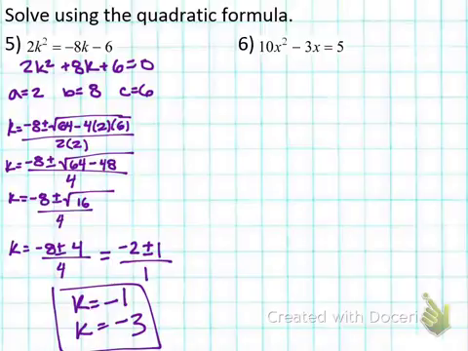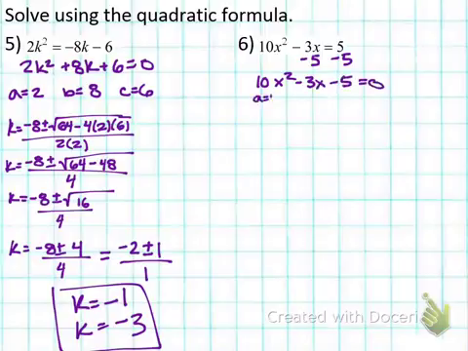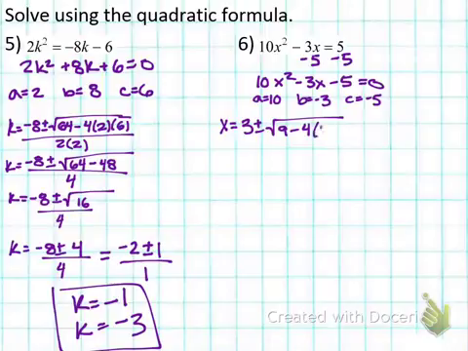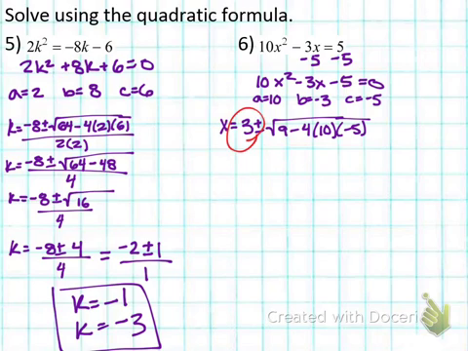Okay, last one for today here would be number 6. And same idea where we subtract 5 from both sides to get it to the other side. We have 10x squared minus 3x minus 5 equals 0. So a equals 10, b equals negative 3, and c equals negative 5. Plugging those values into the quadratic formula, I get 3 plus or minus. So here this 3 is positive because it's a negative 3, right, for negative b. This b here is negative 3, so that gives me a positive.